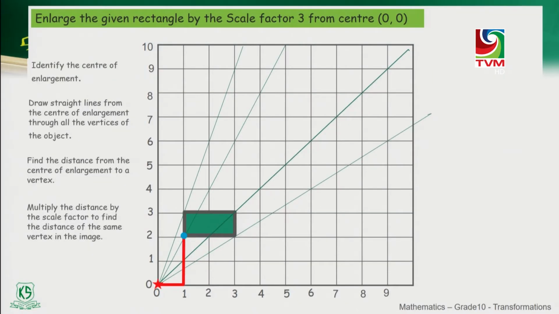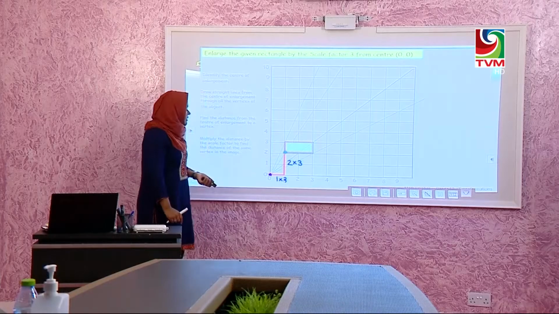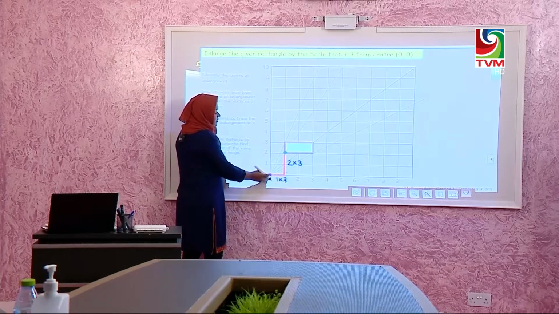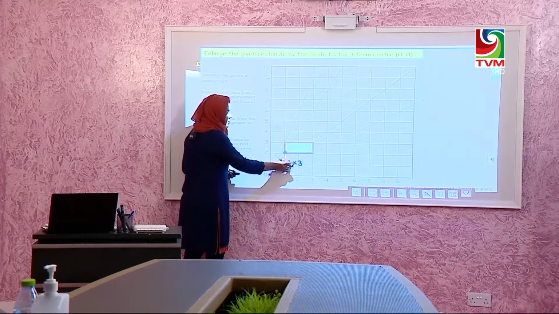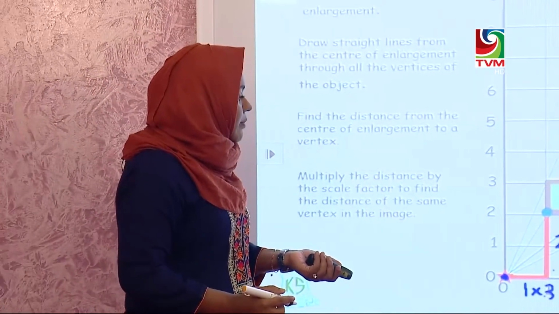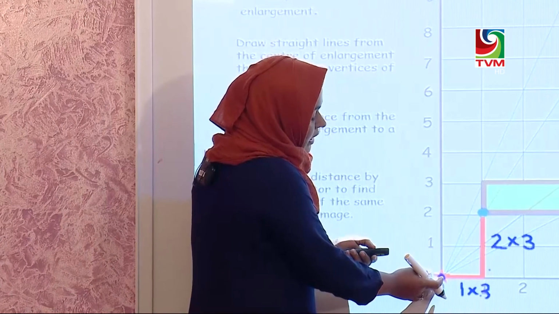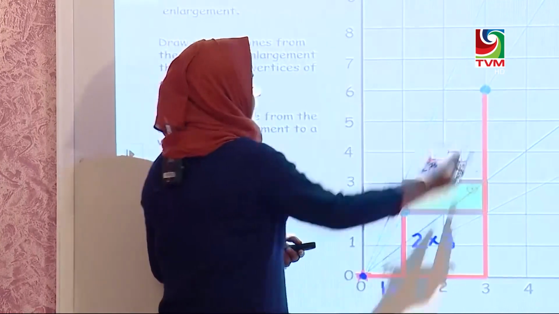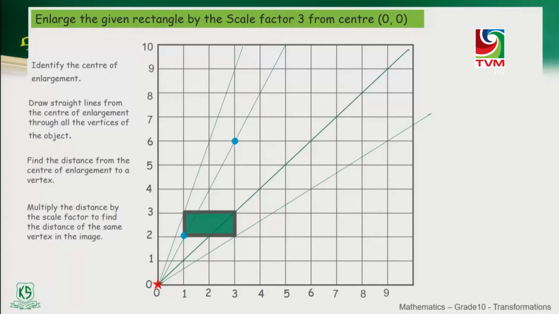So multiply these distances by the scale factor, 1 multiplied by 3 and 2 multiplied by 3. Now this means the same point on the enlargement will have the distance 3 squares across and 6 squares up from the center of enlargement, because 1 times 3 is 3, 2 times 3 will give you 6. So we are going to draw the same point. Now we know where it will be. From the center of enlargement, 3 squares across and 6 squares up. So this is the same point on the enlargement. So we have seen when we enlarge this point by the scale factor 3, the point is here.